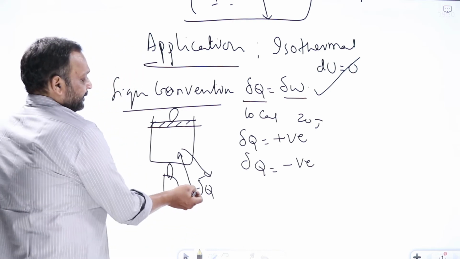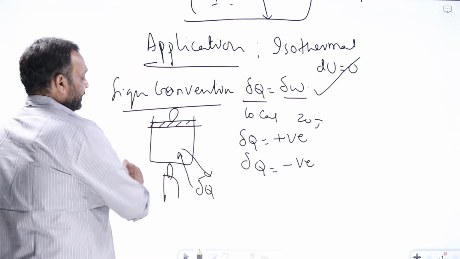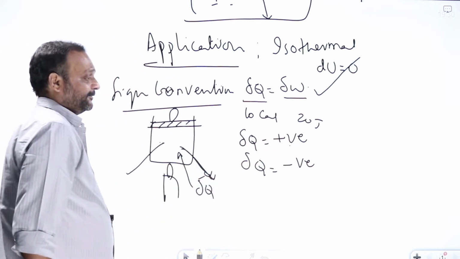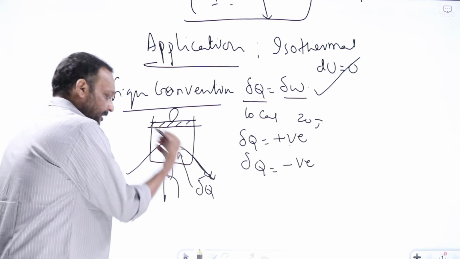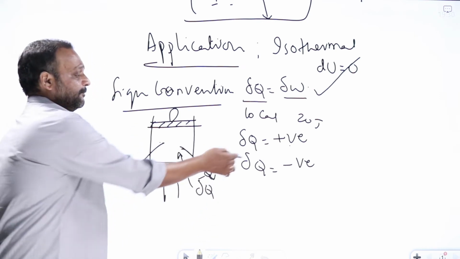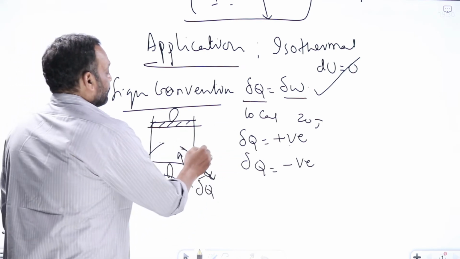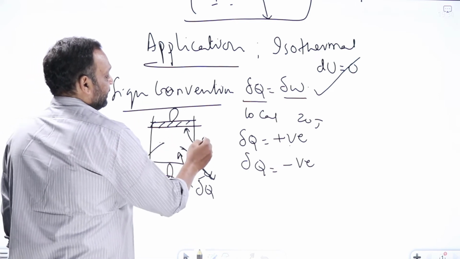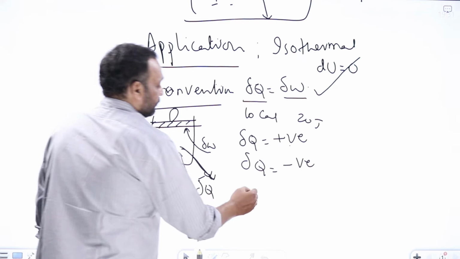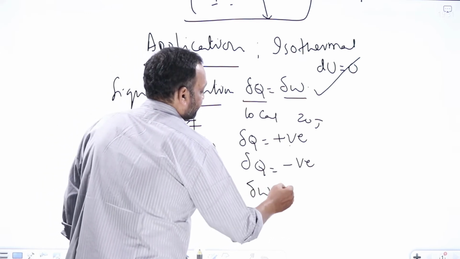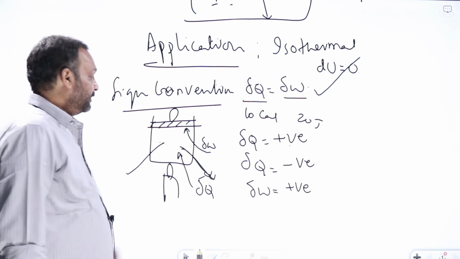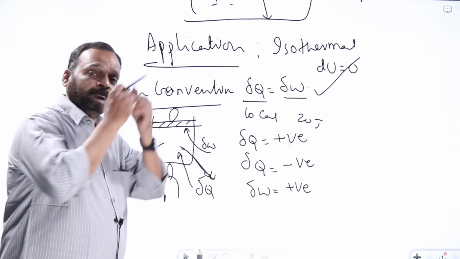Okay, right? Heat going into the system is always positive. Heat coming out of the system is always negative. Heat rejected by the system, heat lost by the system, heat coming out of the system, negative we say. Similarly, work done by the gas. If the gas pushes the piston up, work is done by the gas. Work done by the gas, delta W is taken as positive. Positive work means work is done by the gas.